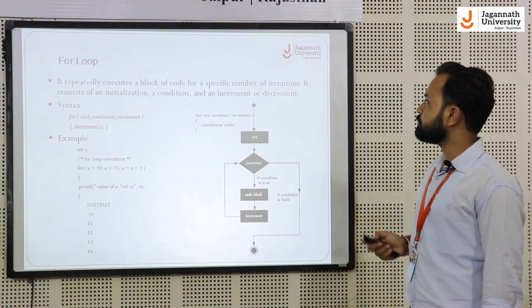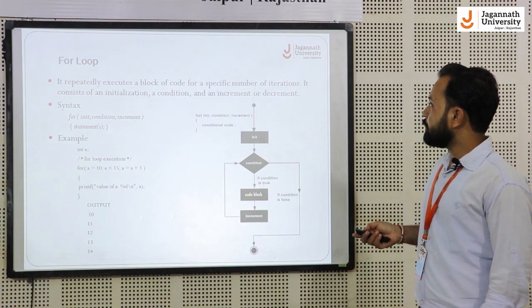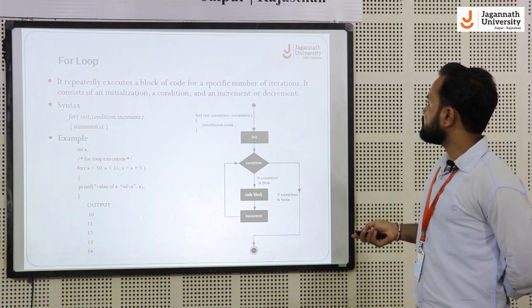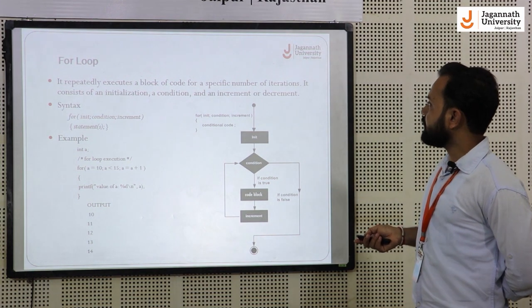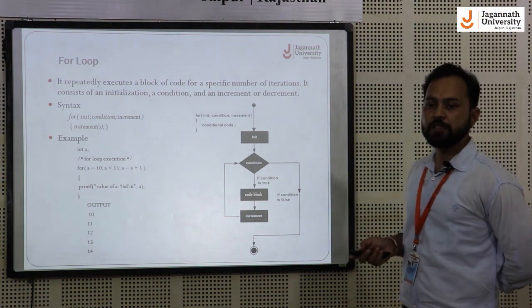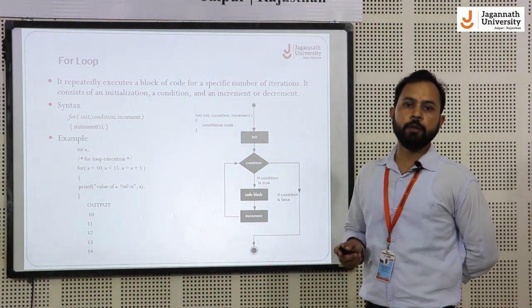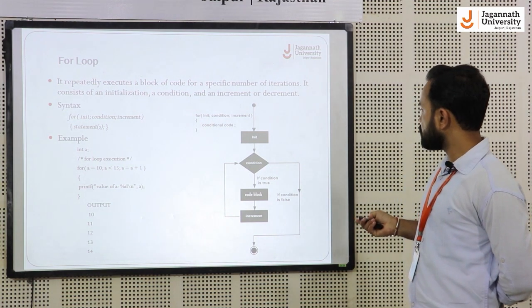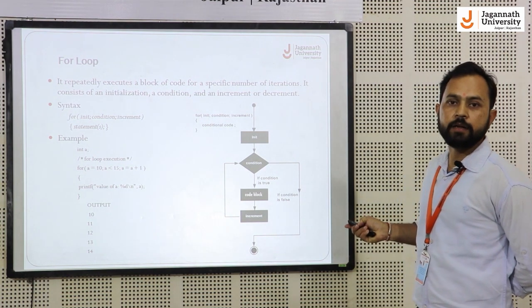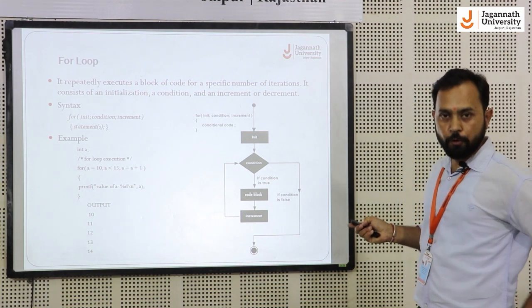So, first we will discuss the for loop. It repeatedly executes a block of code for a specific number of iterations. It consists of an initialization, a condition and a decrement or increment. So, this is the flow chart, by which we can understand the flow of the for loop.